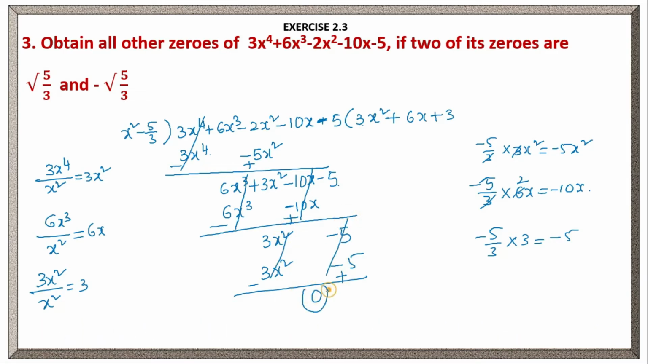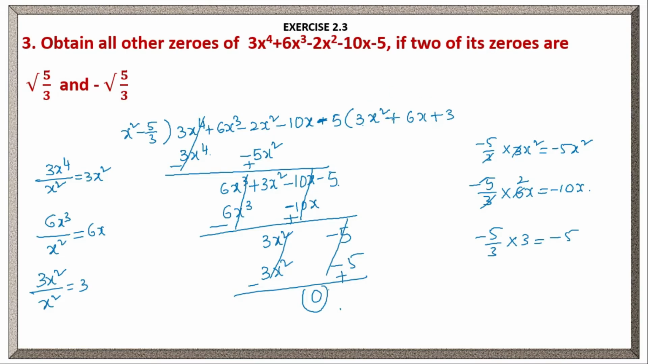What did we get as the remainder? 0. We know x square minus 5 by 3 is a factor of the given polynomial. So here we got the remainder 0. Therefore, x square minus 5 by 3 is a factor of the given polynomial. Now we need to find the other two zeros, right?